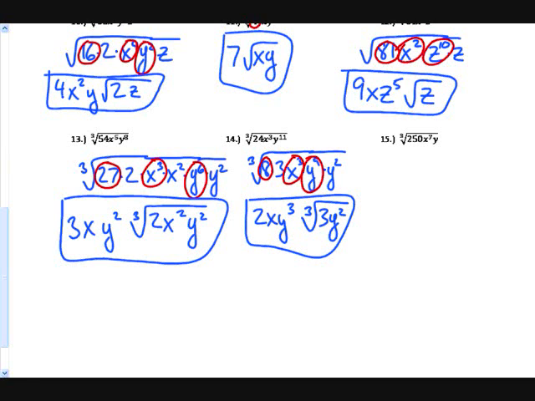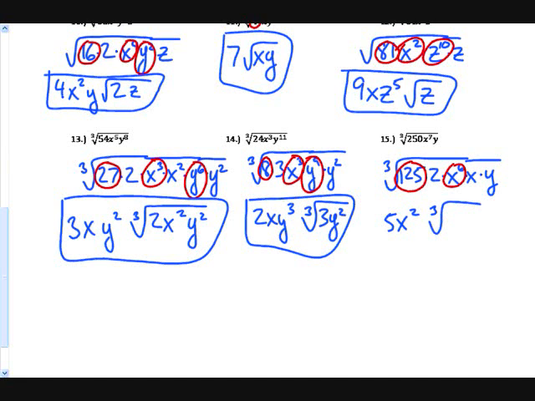For the last one, the 250, I can break down the perfect cube as 125 times 2. x to the 7th, I can break into x to the 6th times x. And then the y, I can't really do anything with. I can't rewrite in terms of perfect cubes, so I leave it the way it is. Now I take the cube root. The cube root of 125 is a 5. The cube root of x to the 6th, again, I divide the exponents. It's an x to the second. And now underneath my cube root, I'm left with a 2, an x, and a y. Okay?